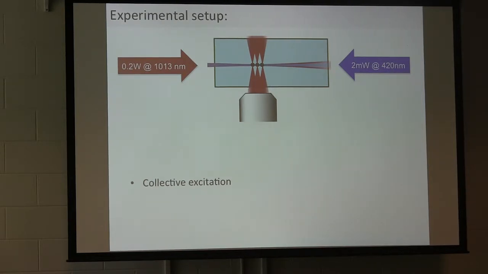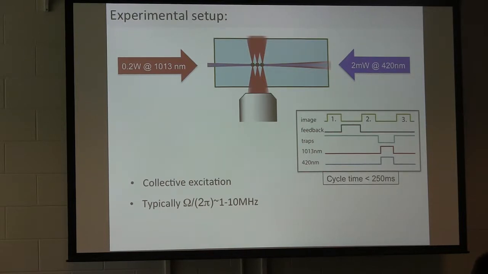So experimentally, this is what it looks like. We send our 2 Rydberg lasers along the axis of the array. So we make some collective excitation to Rydberg, and given the laser powers that we have and the other parameters that we're using, we typically get a few megahertz of effective Rabi frequency.